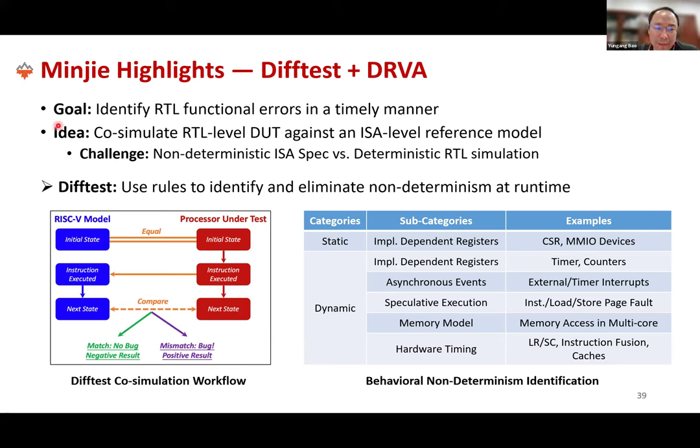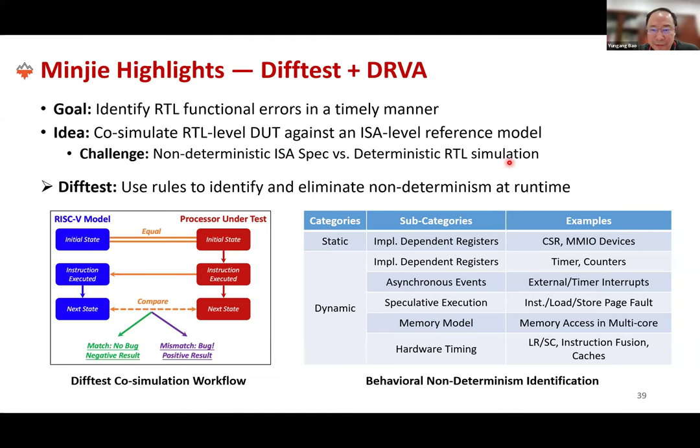So the goal here is to identify the RTL functional errors in a timely way. It is easy to come up with the idea: we co-simulate the RTL level design under test, DUT, against the instruction level reference model. But the challenge is that the instruction level reference model has many non-deterministic behaviors.